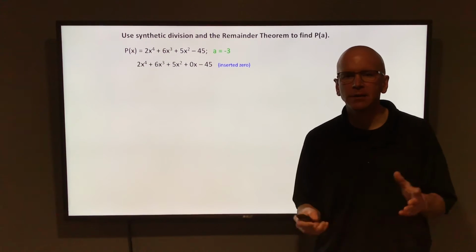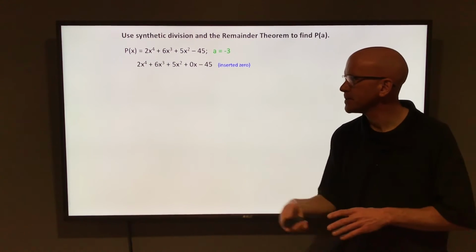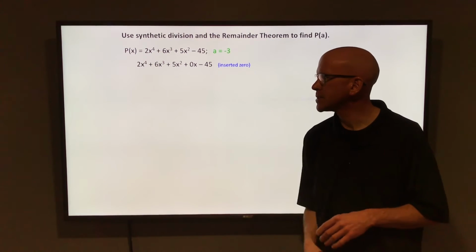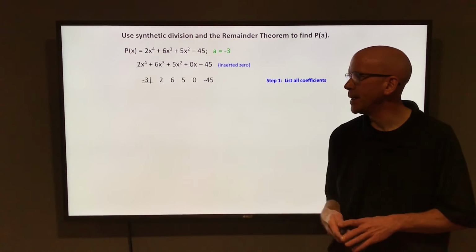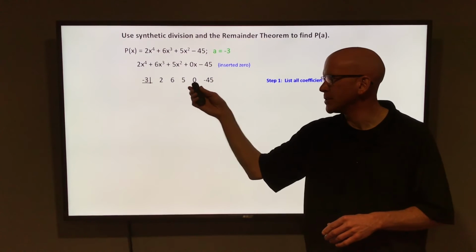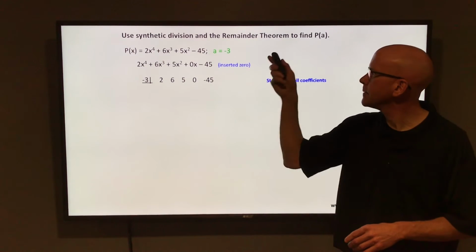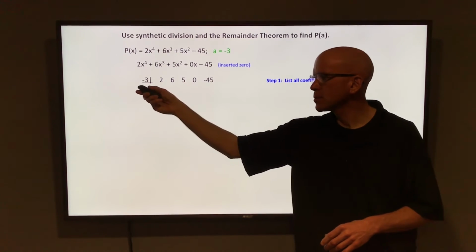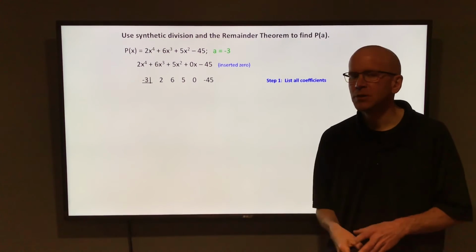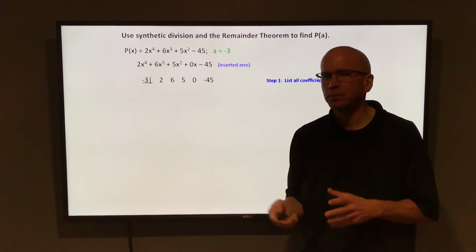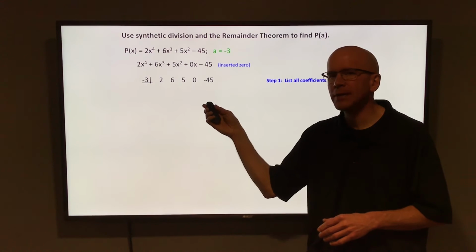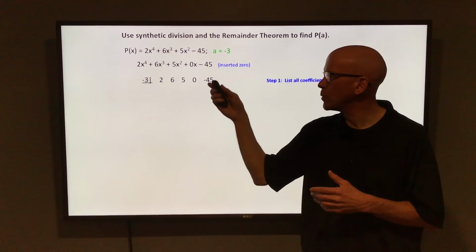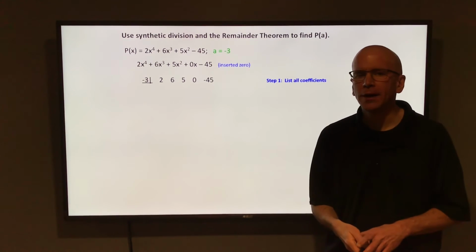Then just like synthetic division, list the coefficients. We have coefficients of 2, 6, 5, 0, and negative 45. So list those coefficients, and then you're substituting negative 3 in for x. So negative 3 goes in the box. Just like dividing this polynomial by x plus 3, this remainder on the end, that's what we get when we substitute negative 3 in for x.